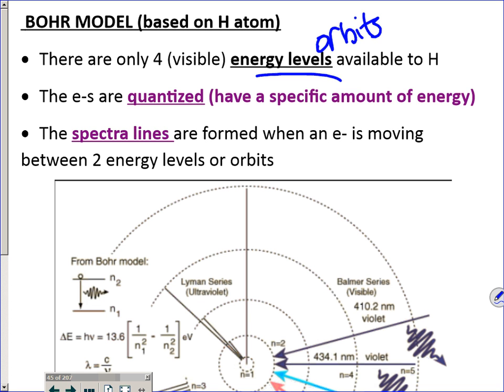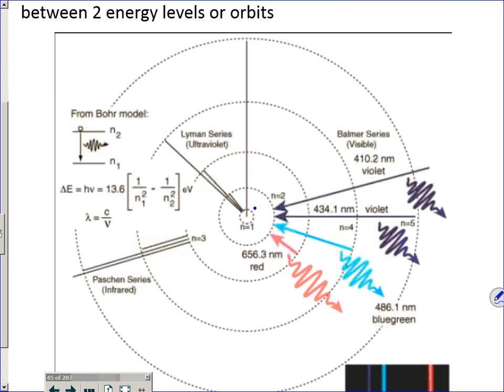They are quantized, meaning they have a set amount of energy. The one on the inside, the first energy level, we call n equals 1, and so forth, as we go out to n equals 4. N just means energy level. So I'm expecting that you know that. N just means energy level.